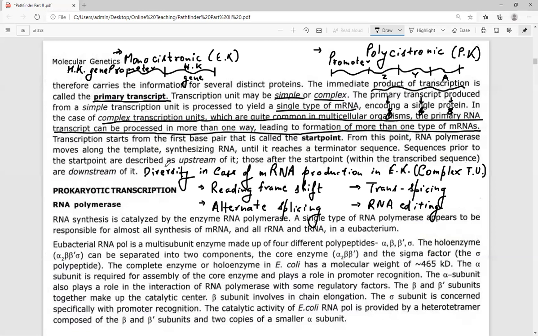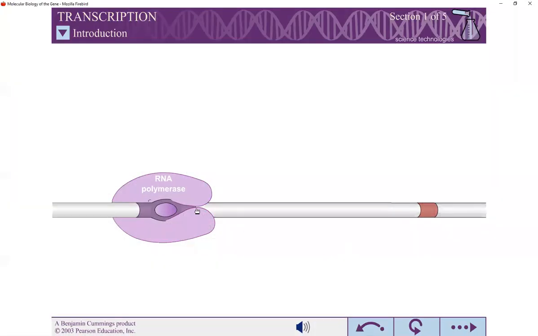Now, from this point, RNA polymerase moves along the template and synthesizes RNA until it reaches the terminator sequence. Sequences prior to the start point are referred to as upstream, and sequences after the start point are referred to as downstream sequences. So there are two different types of sequences, named upstream and downstream on the basis of where they are present. Just before the start point is upstream, another one is downstream. So I'm just taking the animation and showing it to you.